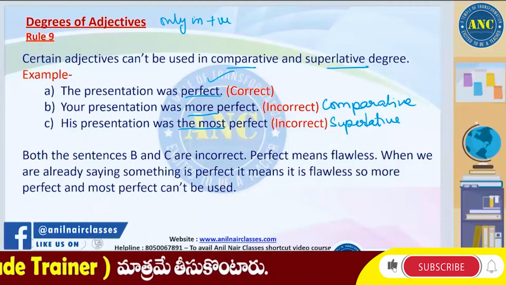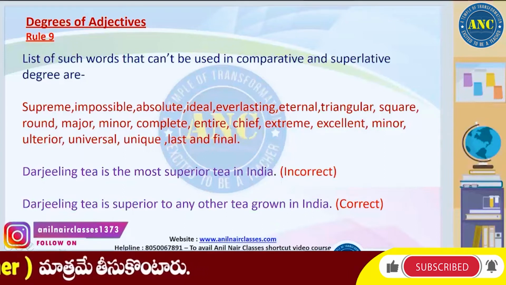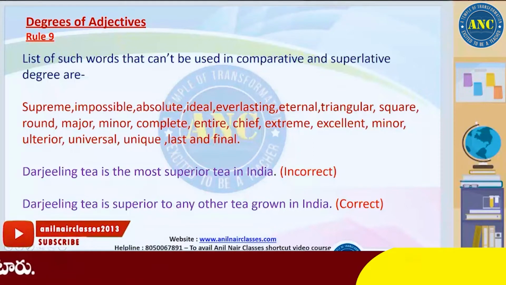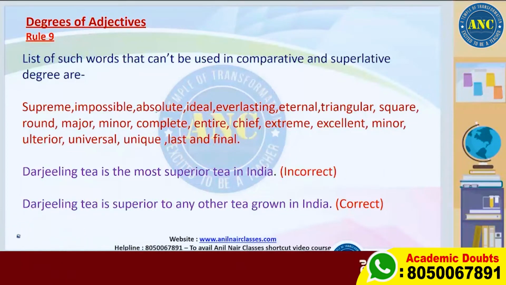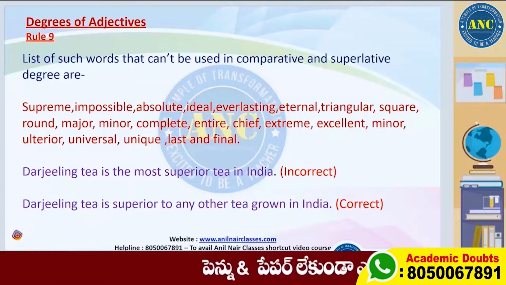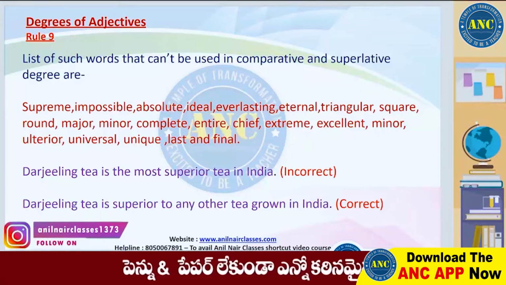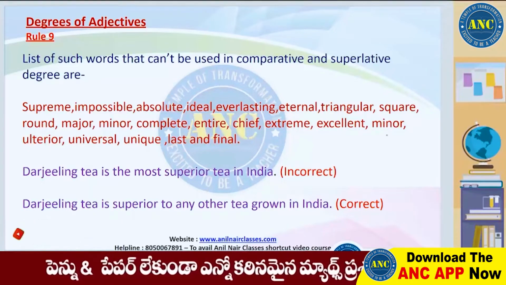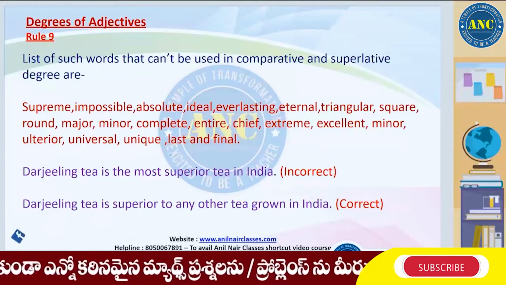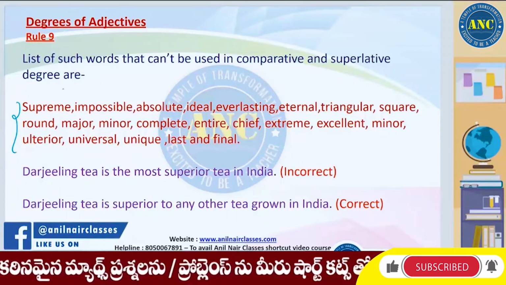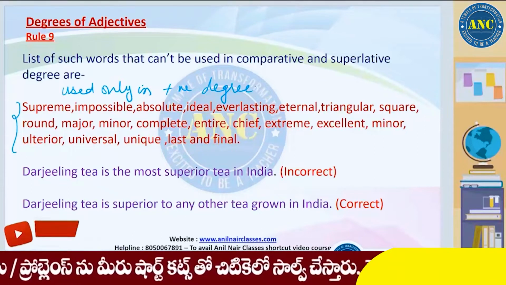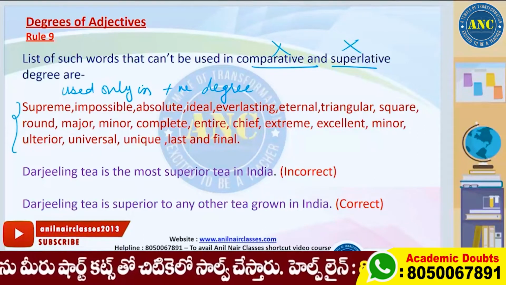Next slide. Let's move ahead to the next slide. Now the list of some adjectives which can be used only in the positive degree are supreme, impossible, absolute, ideal, everlasting, eternal, triangular, square, round, major, minor, complete, entire, chief, extreme, excellent, universal, unique, last and final. These are some of the examples which can be used only in positive degree. We can't use them in the comparative or superlative degree.